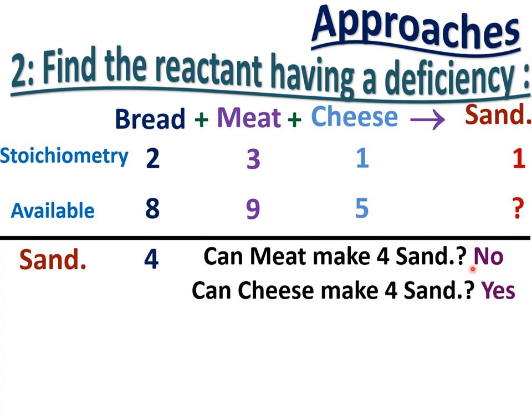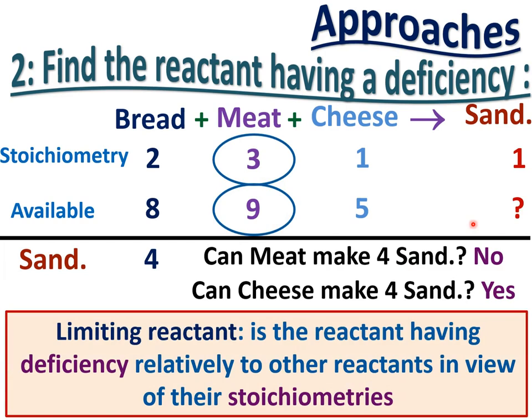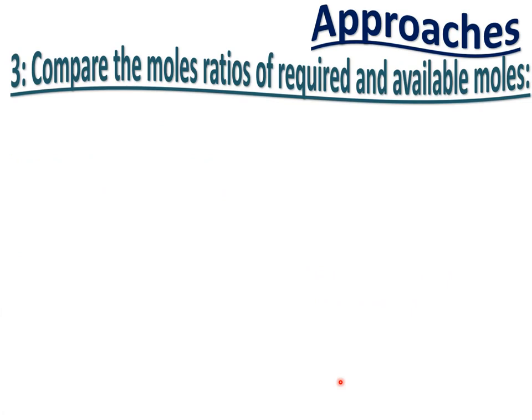Meat is deficient. Can cheese make four sandwiches? Yes, it is not deficient. So the deficiency is only in the meat. Then meat is the limiting reactant. So the second approach is to find the reactant having a deficiency. The limiting reactant is the reactant having a deficiency relative to other reactants in view of the stoichiometry.